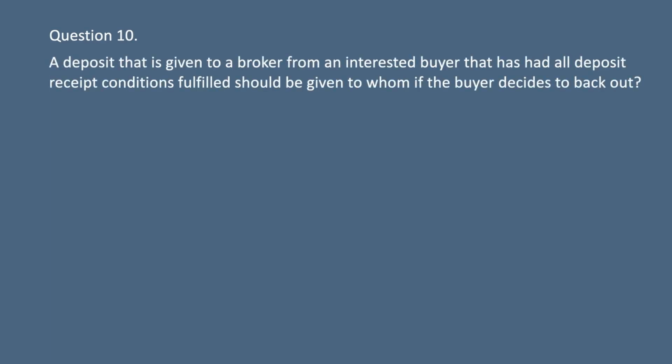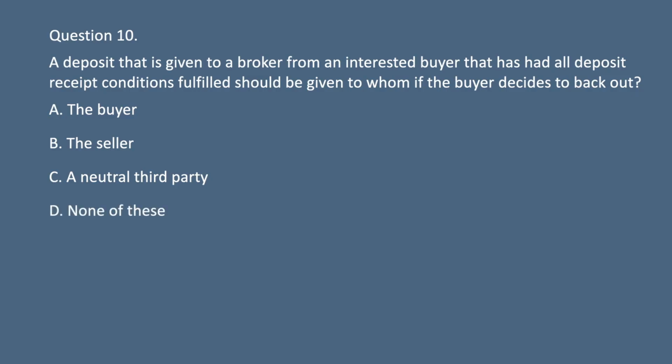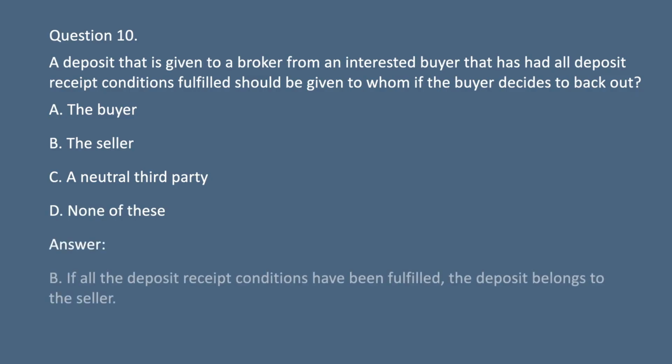Question 10. A deposit that is given to a broker from an interested buyer that has had all deposit receipt conditions fulfilled should be given to whom if the buyer decides to back out? A. The buyer. B. The seller. C. A neutral third party. D. None of these. Answer. B. If all the deposit receipt conditions have been fulfilled, the deposit belongs to the seller.